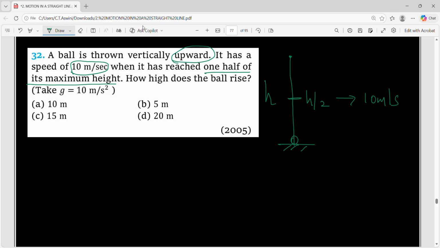So what is the initial velocity? Was it given? It was not given. What will be the final velocity after reaching maximum height? It will be zero. As I told you, the body will travel until its velocity becomes zero. How high does the ball rise? That means they are asking you to find the maximum height of the ball. So what shall we do?